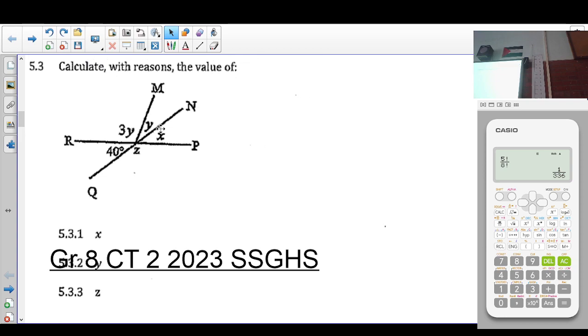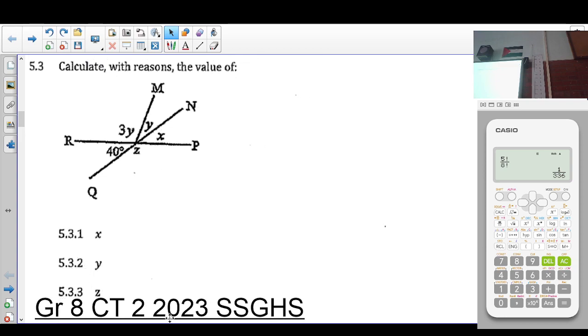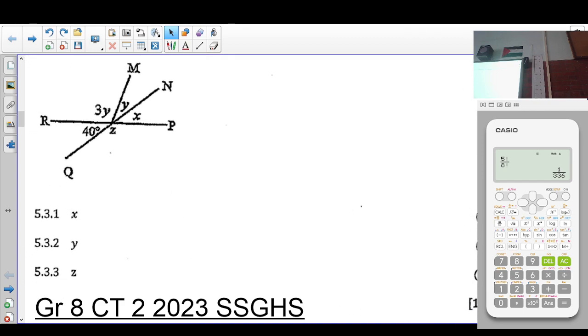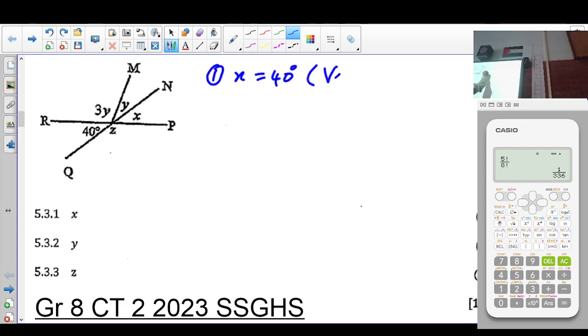5.3. Calculate with the reason. X. So can you calculate x? X is vertically opposite to 40 degrees. Do you all agree with that? So x is 40 degrees, vertically opposite.